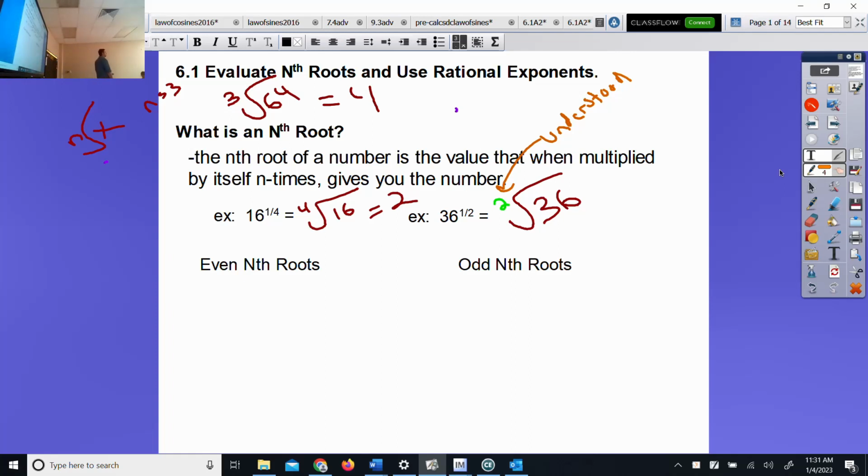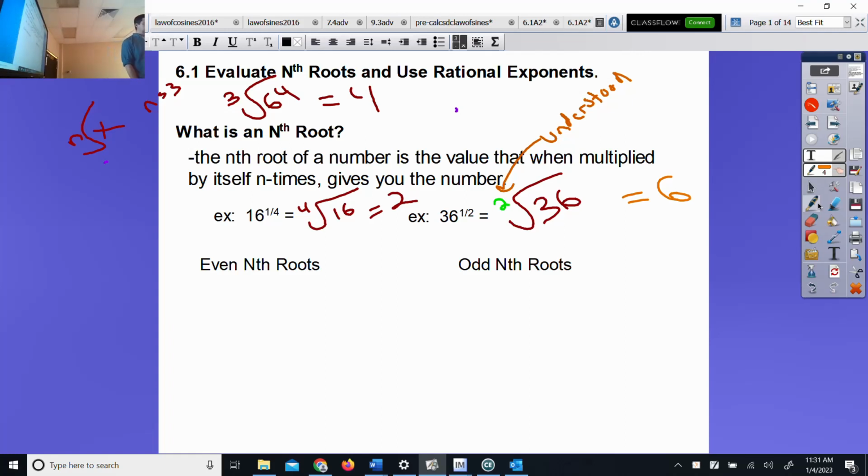It's like everything has an understood exponent of what? 1. There's just things out there that are understood. So what is the square or second root of 36? It's 6, so we know that. Nth roots are not actually anything new. It's just kind of a definition that might be a little bit new.